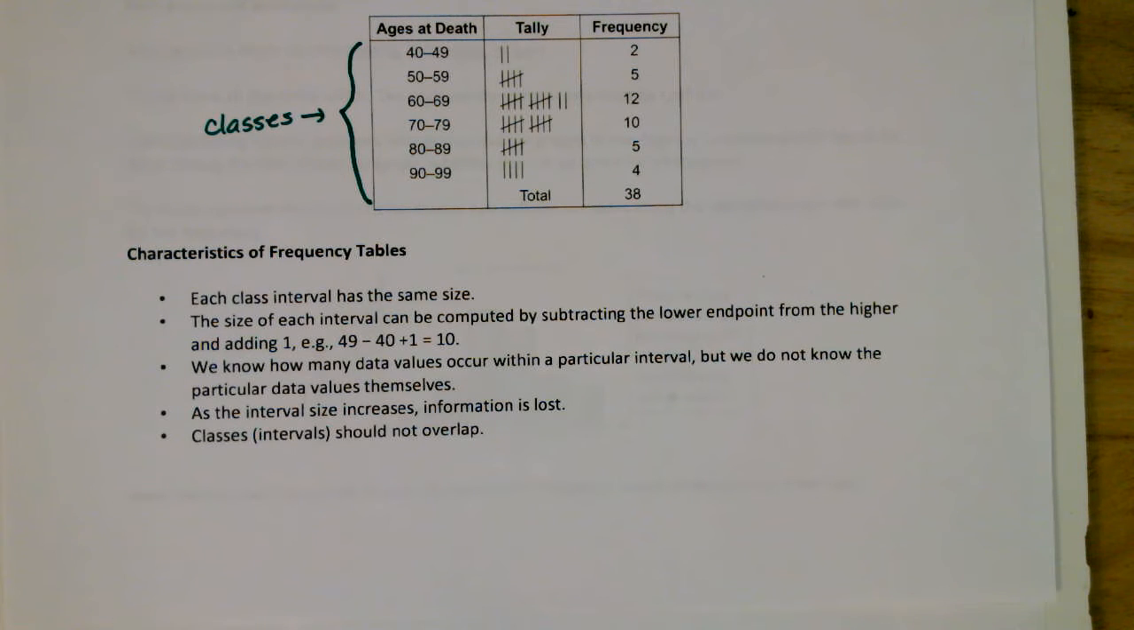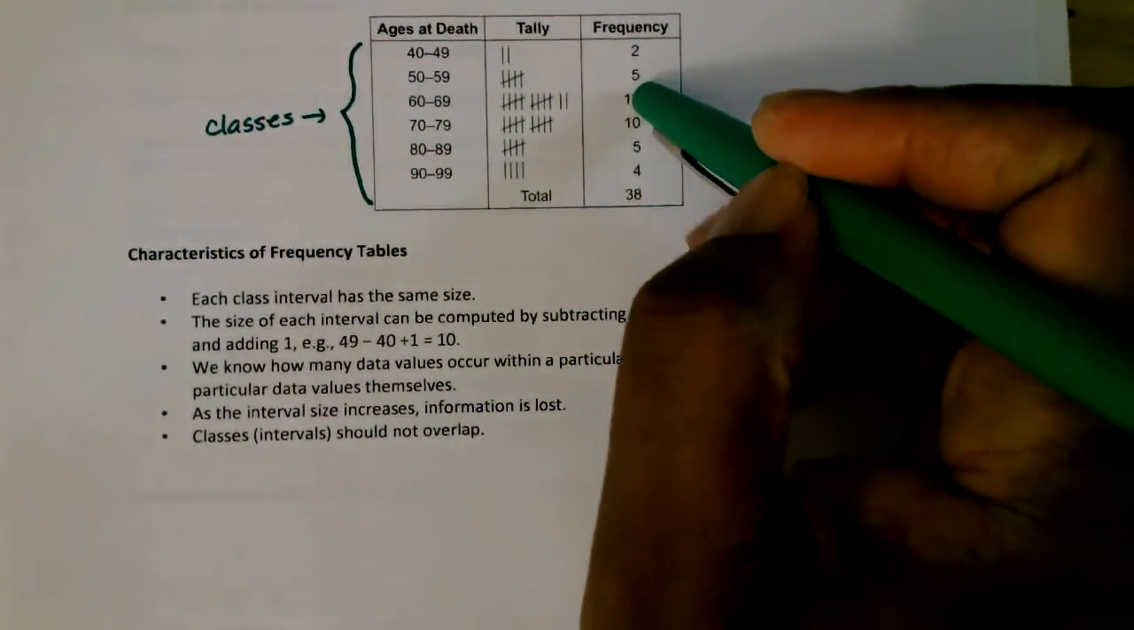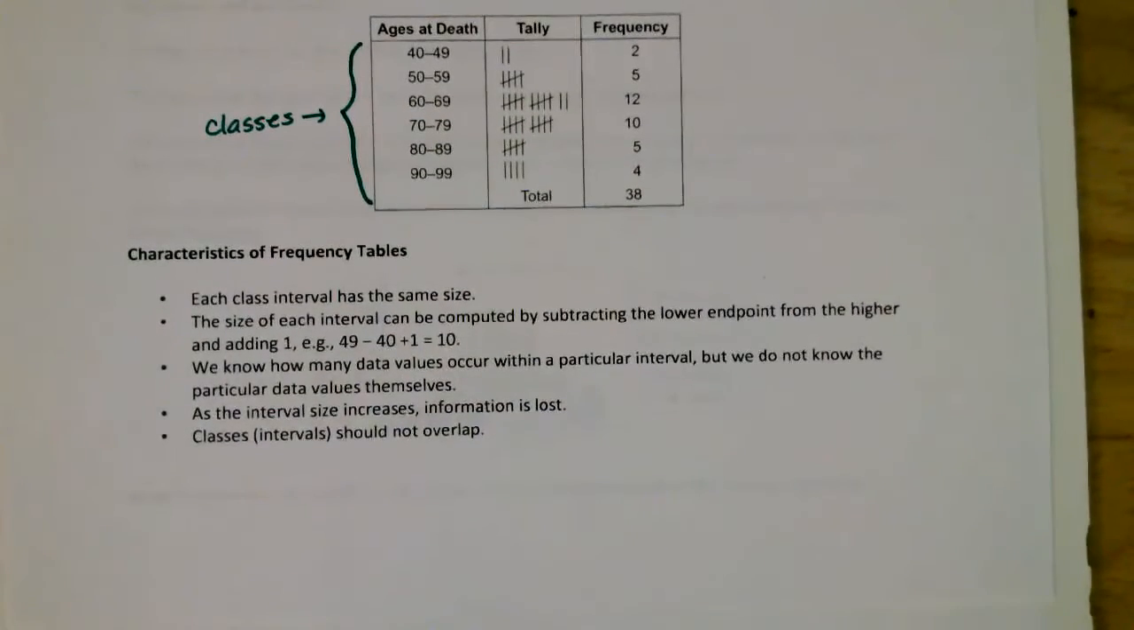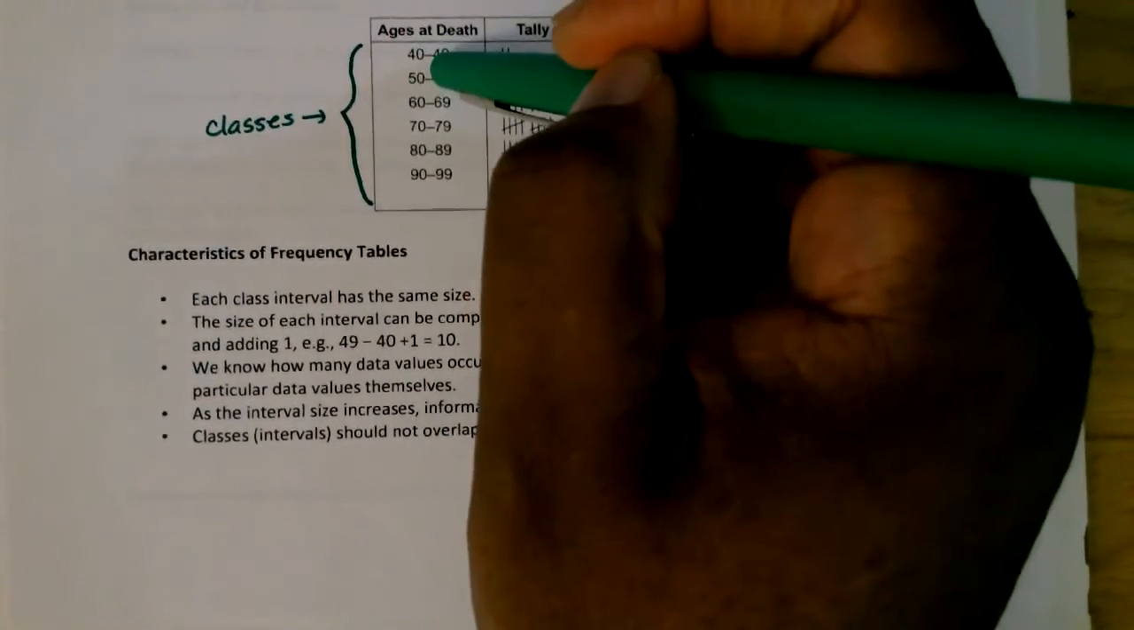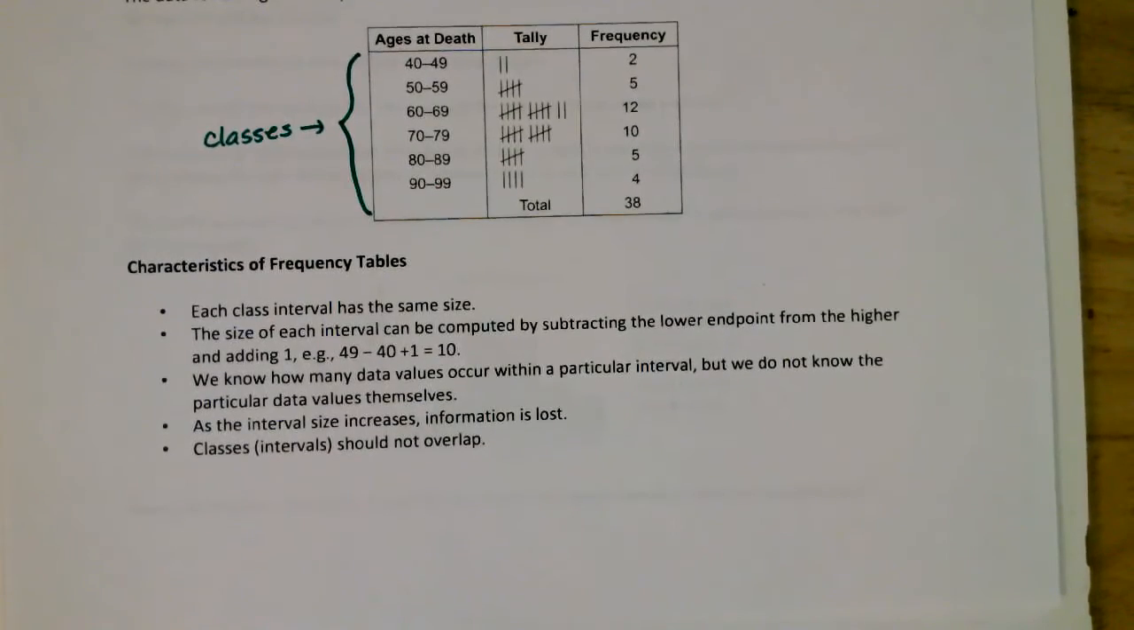We know how many data values occur within a particular interval, but we do not know the particular data values themselves. Okay. And that's obvious here because you don't know what those data values are from that frequency table. You just know that, let's say, 12 presidents died at the ages between 60 and 69, but you don't know their actual ages. As the interval size increases, information can get lost. So you want to keep your interval size as small as possible. And then classes or intervals should not overlap. In other words, I can't have this saying 41 to 50, then from 50 to 59. That means there's going to be an overlap there. You can't have that.